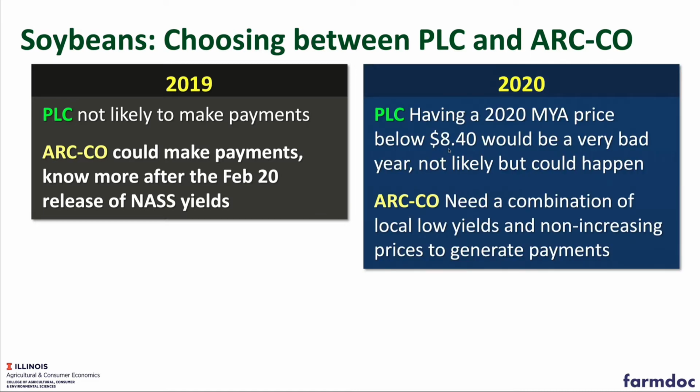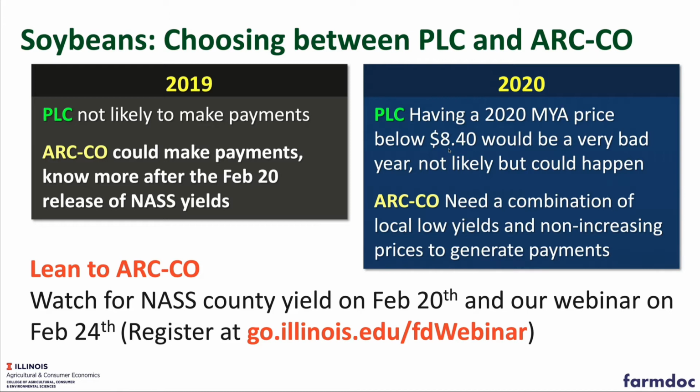For 2020, you have to have a market year average price below 8.40. That would be a bad year. If that happened, that would be a very bad year. That hasn't happened in the last 6 or 7. We're not saying it could not happen, but that would be a bad year, and it's not likely, but you never want to say never either. For 2020, you would need a combination of low yields and non-increasing prices to generate payments, and we would lean towards ARC County.